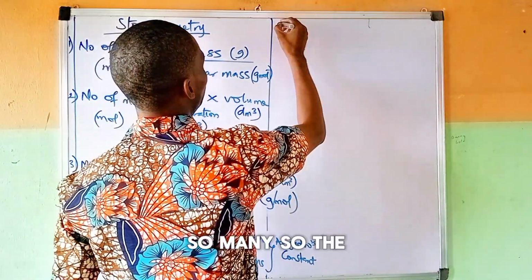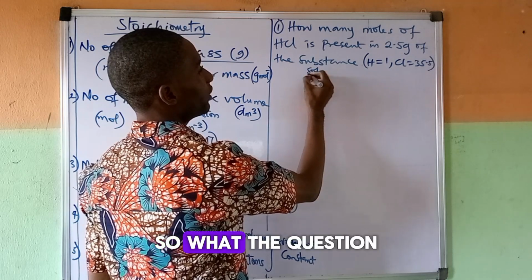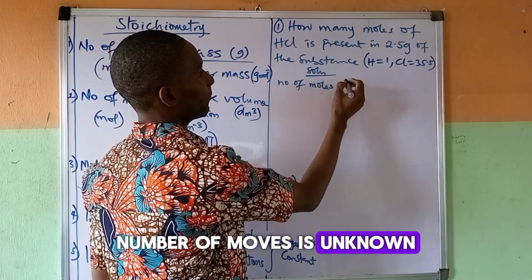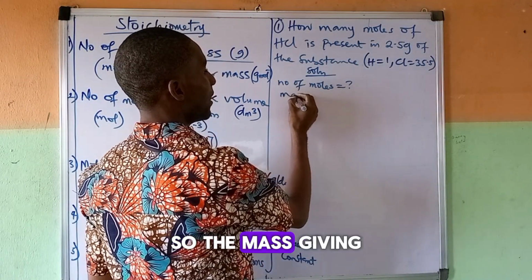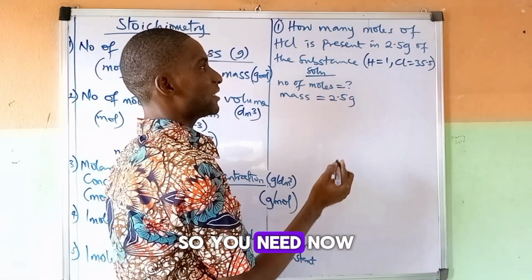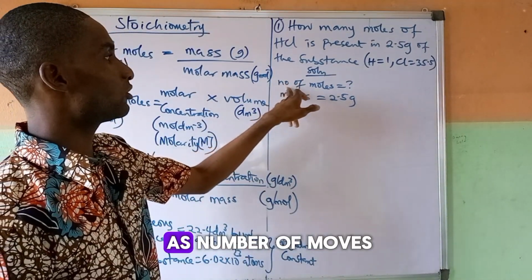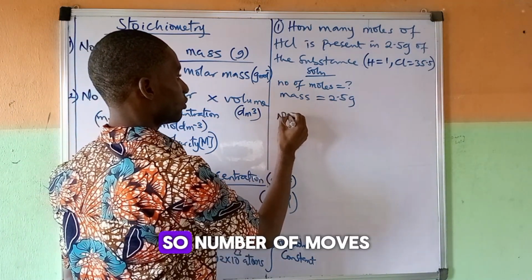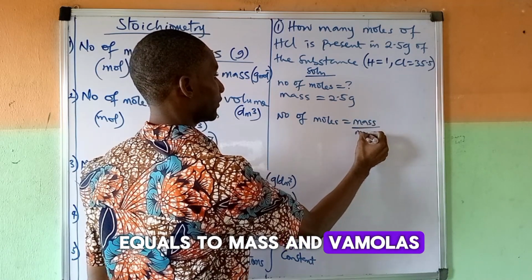Number one, let's see some examples. The first thing you want to do is write out the parameters given. How many moles? What the question is asking us is the number of moles. Number of moles is unknown. In HCl present in 2.5 grams, so the mass given is 2.5 grams of HCl. Now if you look at your formula, which of the equations has number of moles and mass? It is equation 1, where number of moles equals mass over molar mass.